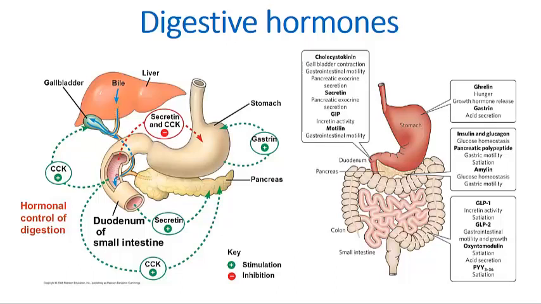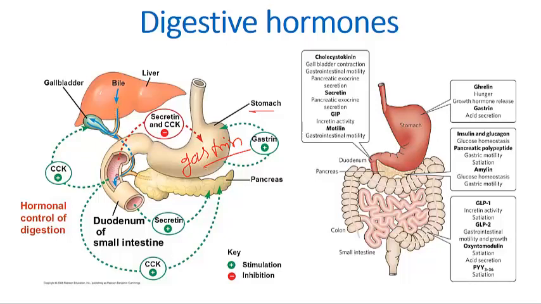Now, if you look at the digestive hormones, the hormones secreted by the stomach as well as the hormones secreted by the small intestine. The cell lining in the stomach secretes a peptide hormone known as gastrin. We already talked about the hormones related to the digestive tract in our digestive system videos. I recommend you watch that.